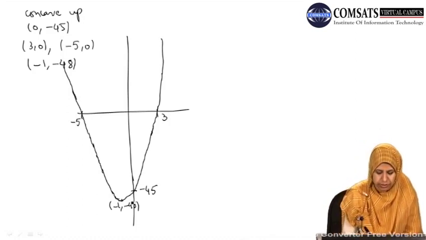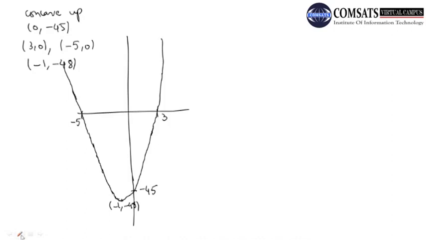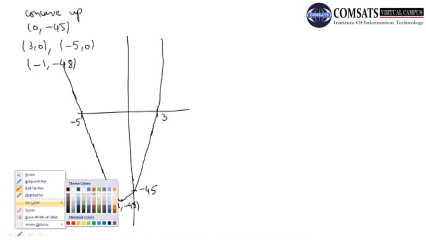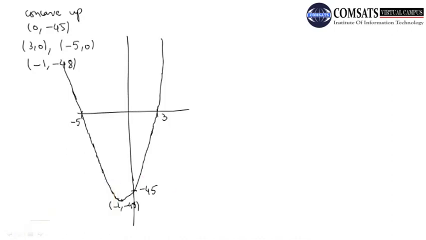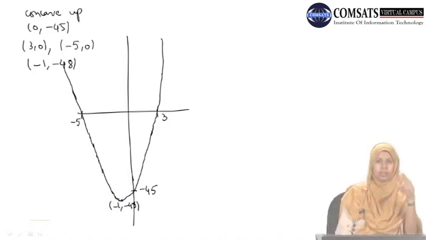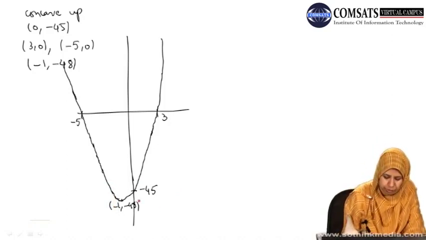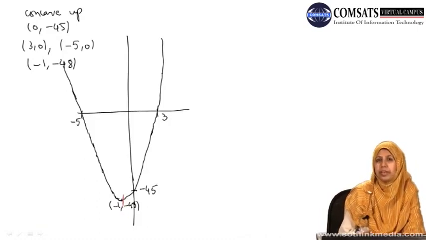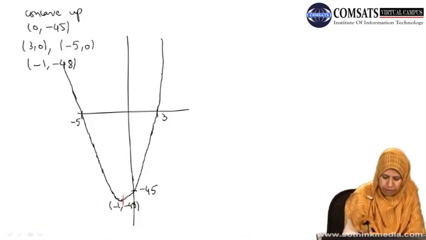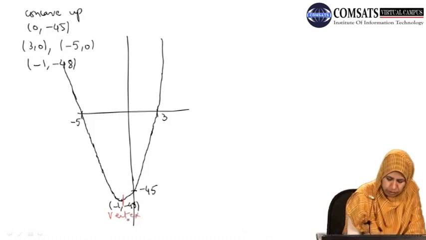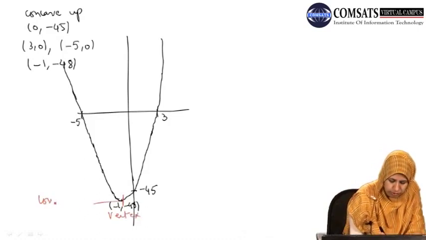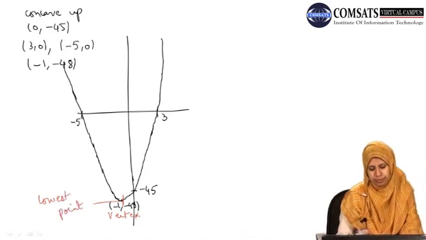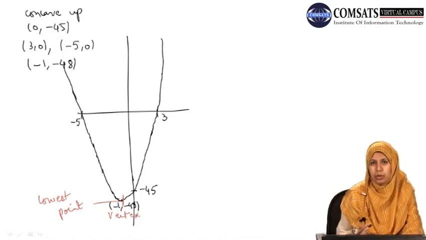Okay, now since our given function has a parabola which is concave up, the vertex point -1, -48 will be the lowest point. This is our vertex, which is the lowest point on the graph. That is the minimum value of y on the graph.